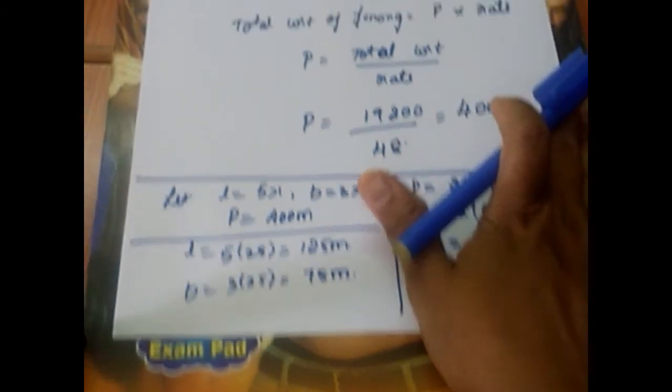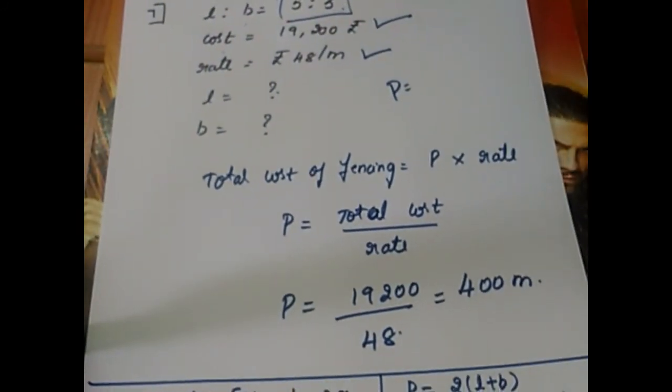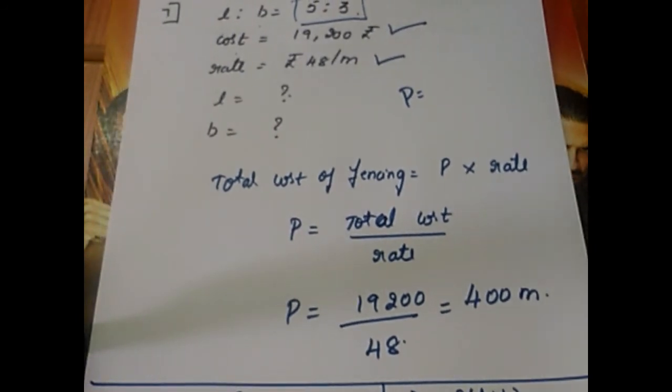So let's move on to the last question for today's class, that is question number 8. Now the question is like this. A wire is in the shape of a square of side 20 centimeter. If the wire is bent into a rectangle of length 24 centimeter, find its breadth.